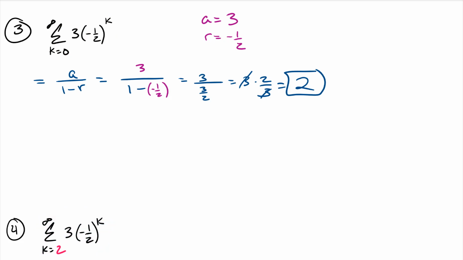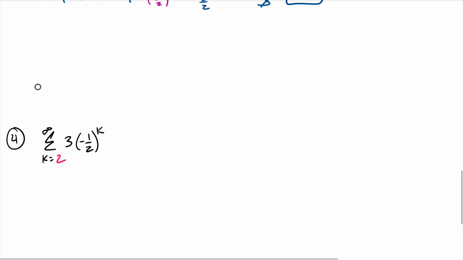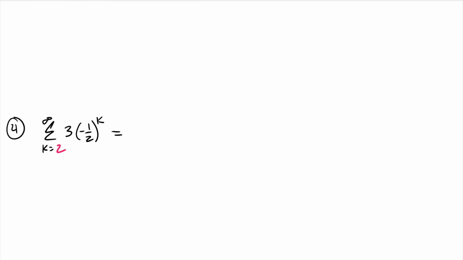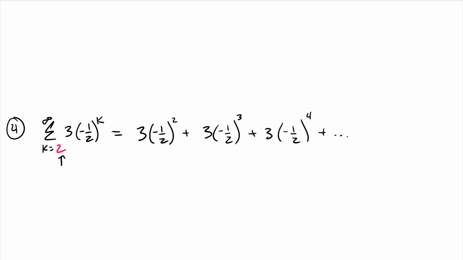We're going to start on the second term. We're not going to start on the 0th term, which is 3, and we're not going to start on the first term, which is negative 1.5. All right, let's see where we're going to end up. Let's write out some terms first. This is going to be 3 times negative 1/2 to the 2, plus 3 times negative 1/2 to the 3, plus 3 times negative 1/2 to the 4, plus... And it's just going to keep going, right?